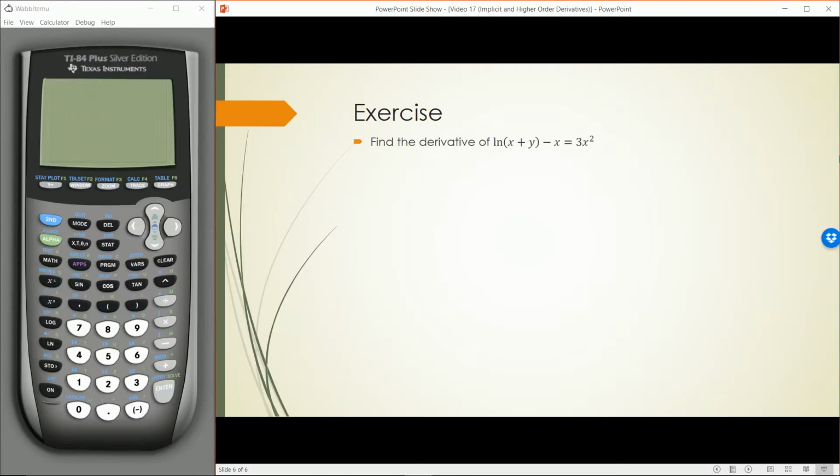All right, so for the exercise, I want you to find the derivative of the natural log of x plus y minus x equals 3x squared. So I want you to find the derivative of this entire equation. All right, so go ahead and pause it and try it out.